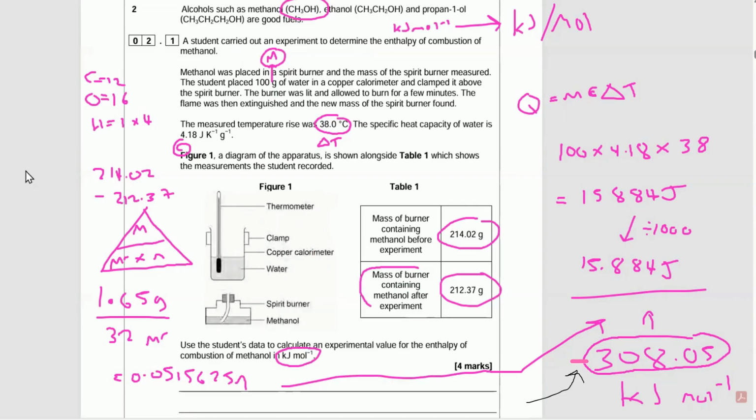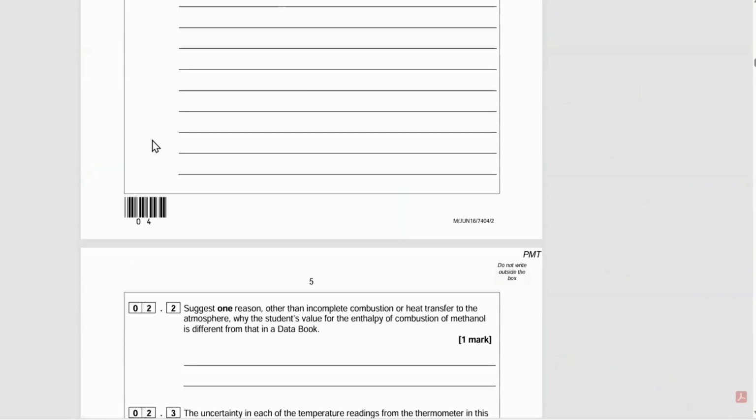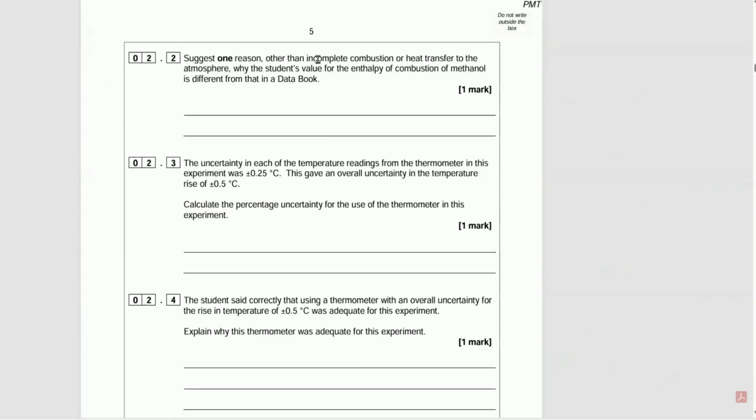Right, let's move on to the next part of the question. So zinging down, suggest one reason other than incomplete combustion or heat transfer to the atmosphere. So we're losing heat to the atmosphere all the time. You can't prevent that. You can minimize it with heat shields, with polystyrene, with lids, with all of that stuff. Why the student's value for the enthalpy of combustion of methanol is different from the data book.